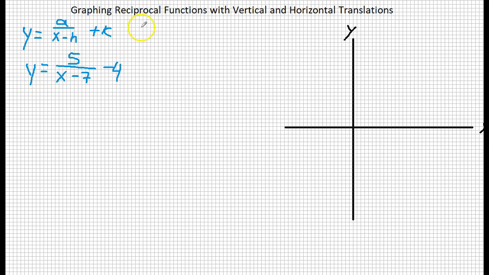Or we could just take our denominator, x minus 7 equal to 0, and solve for x. So we add 7, x equals 7. What is that? That is the equation of your vertical asymptote. The horizontal asymptote is right here, y equals negative 4.